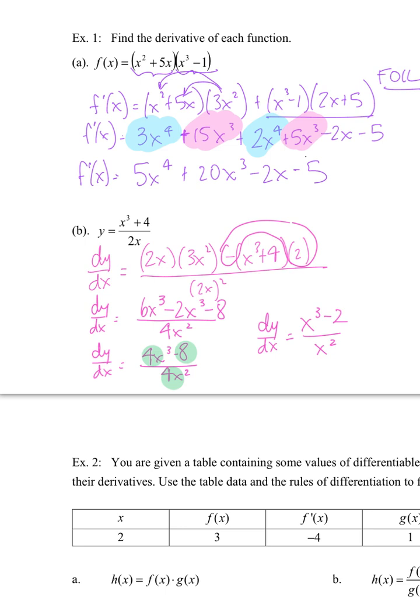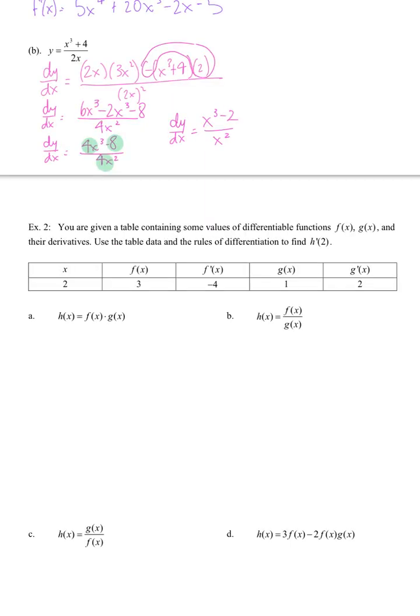Okay, there's your first quotient rule. Now let's take a look at the next page and see what this chart thing is all about. So as I'm reading, you're given a table containing some values of differentiable functions. That means I'm allowed to take the derivative. Use the table data and the rules of differentiation to find h prime of 2.